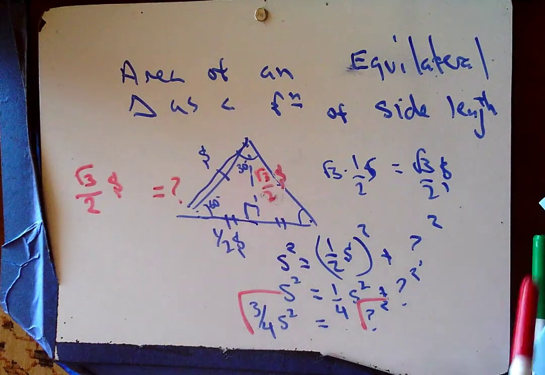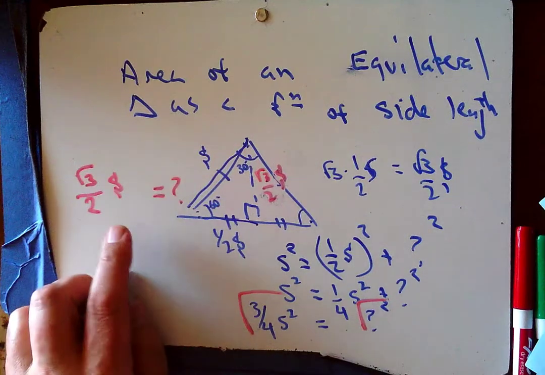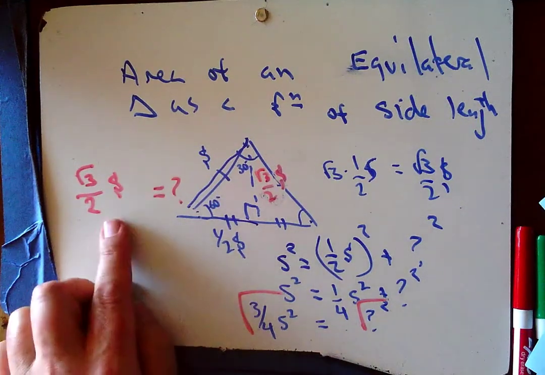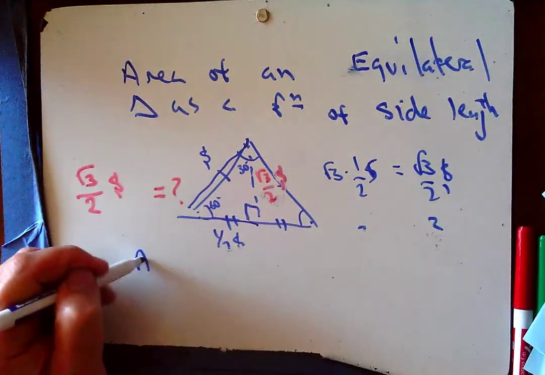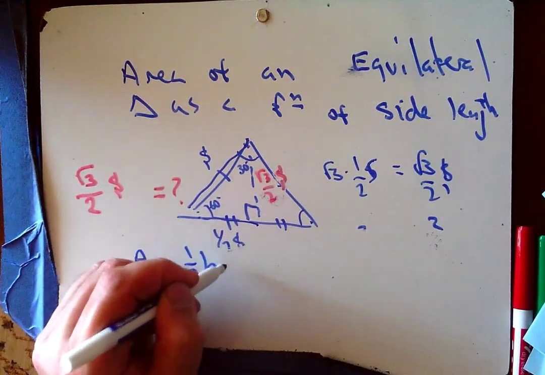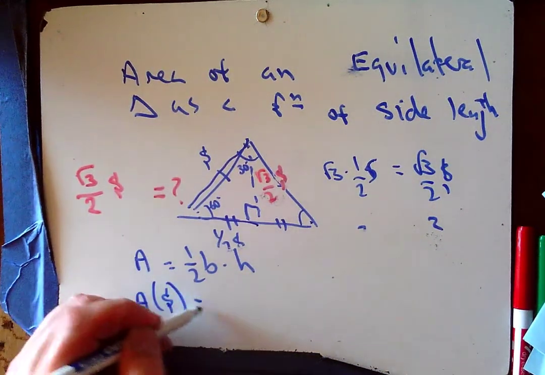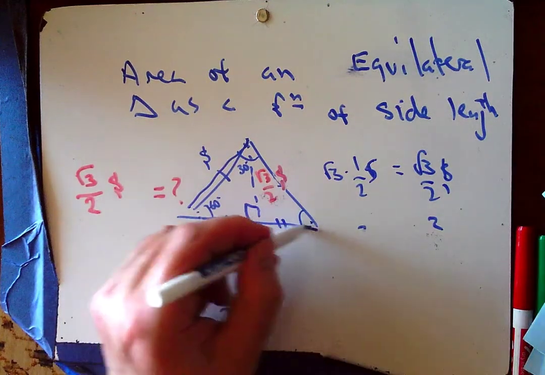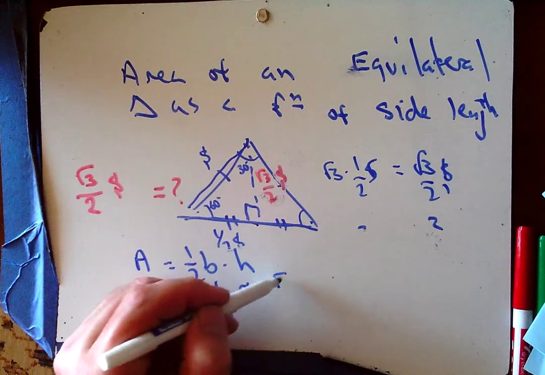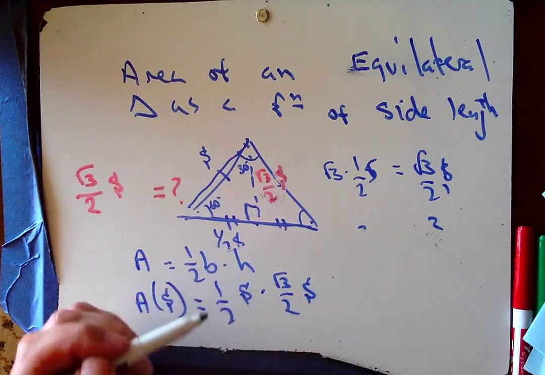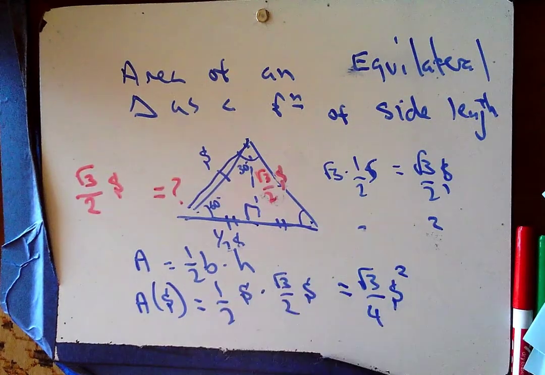Whether I use my 30, 60, 90 shortcuts or the Pythagorean theorem, I can generate that helping equation, because now when I think about area of a triangle and I think about 1/2 base times height, but I want area as a function of side length, I know that the base is a side length, and I know that the height is root 3 over 2s. So we're going to have root 3 over 4s squared.